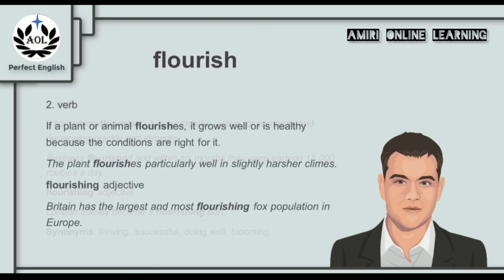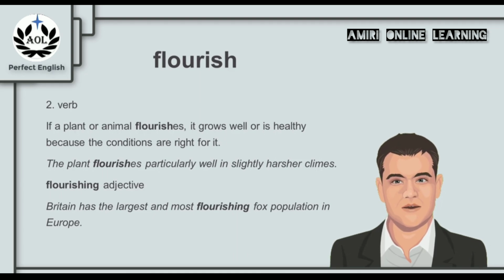But flourish can also be used in a different context. If a plant or animal flourishes, it grows well or is healthy because the conditions are right for it. For example, the plant flourishes particularly well in slightly harsher climes. And again, flourishing is the adjective. For example, Britain has the largest and most flourishing fox population in Europe.